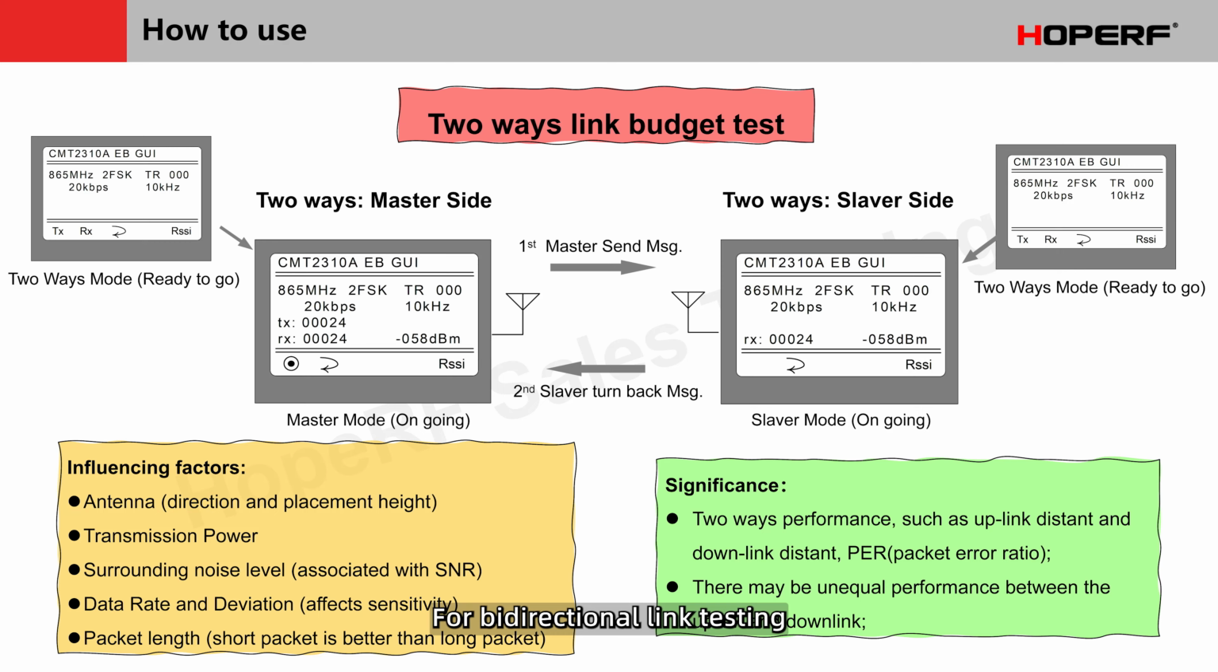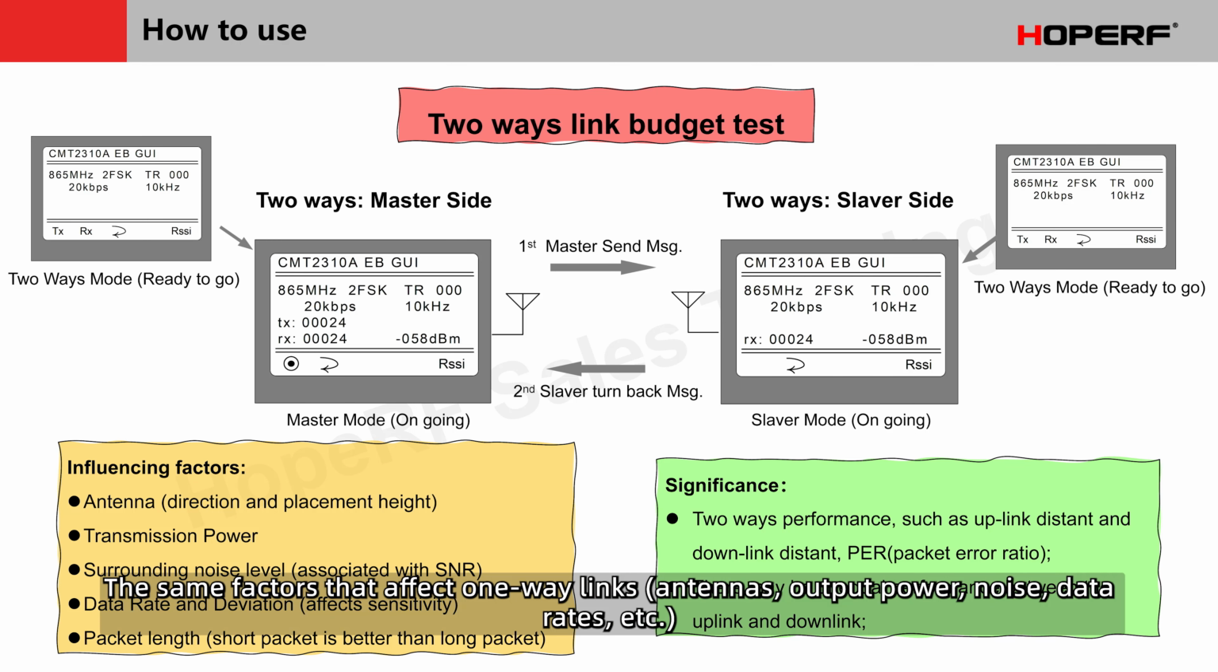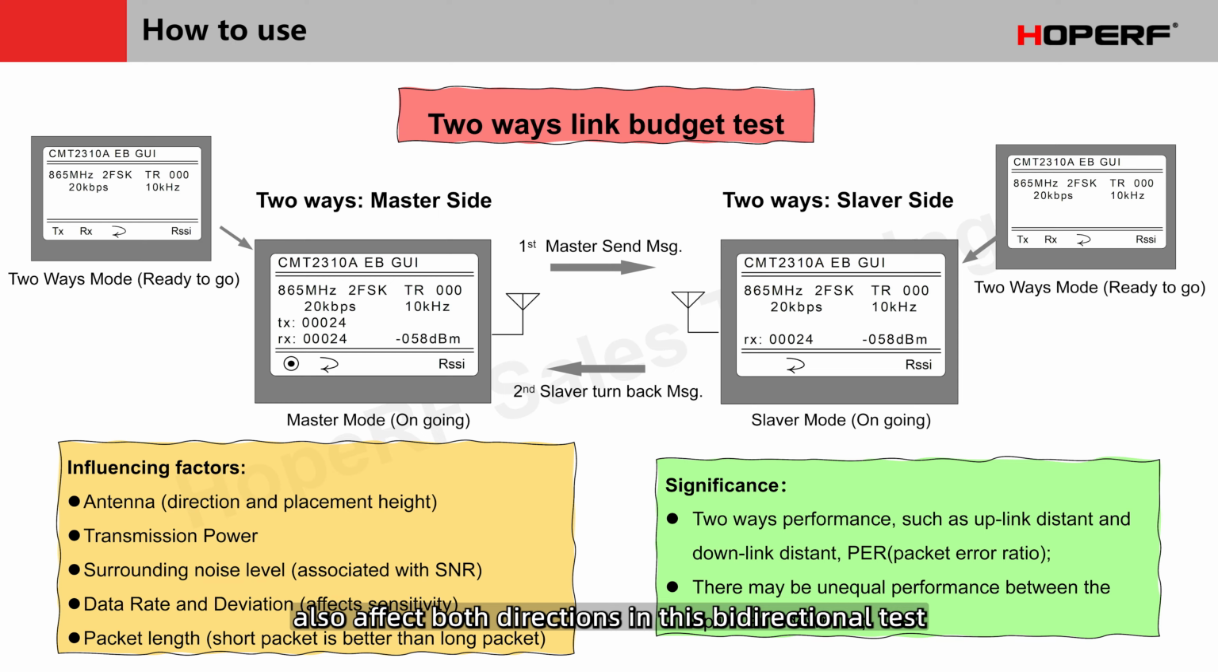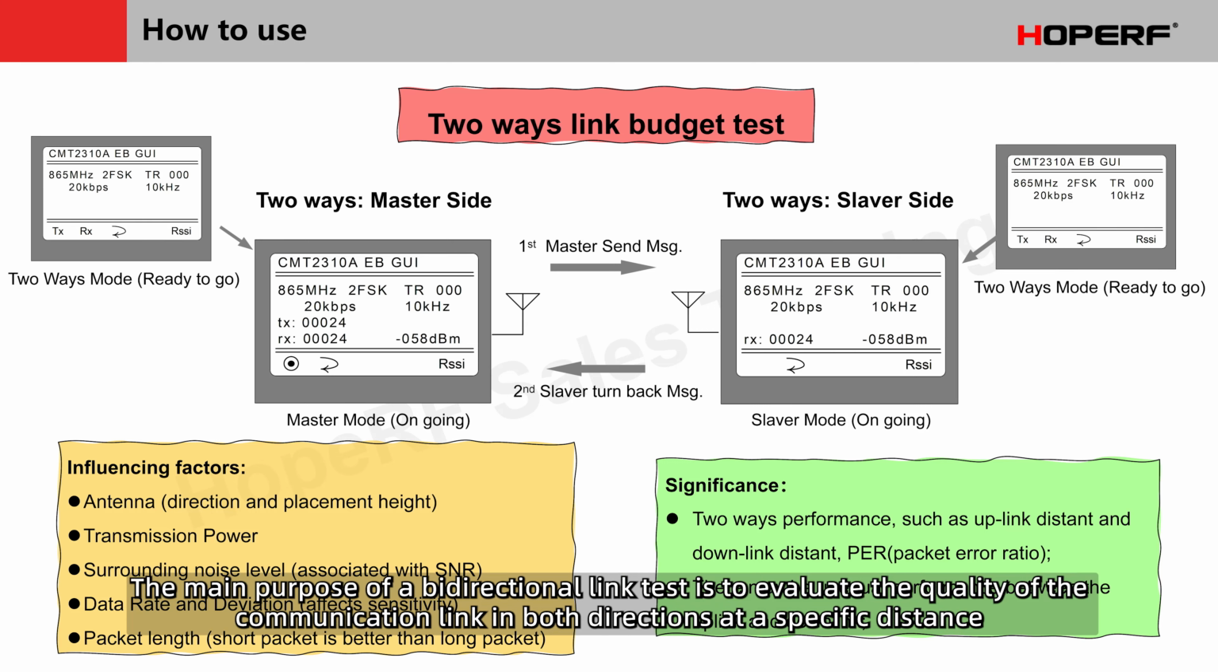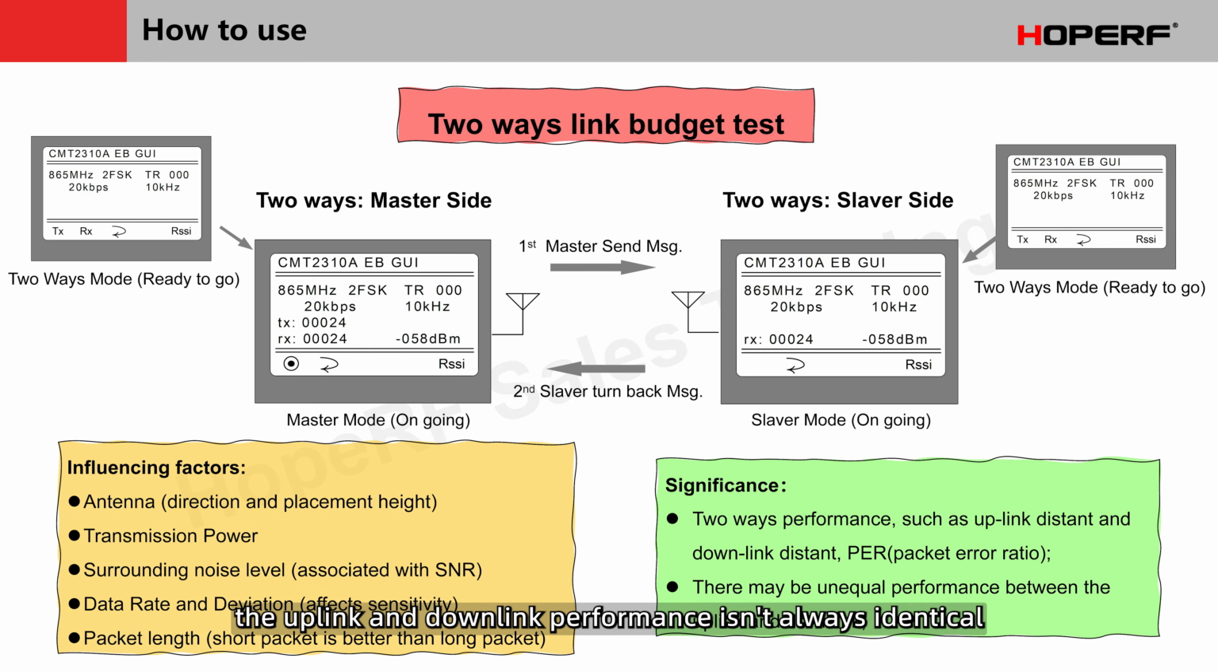For bidirectional link testing, as we covered earlier, you can use a pair of demo kits, both set to TX and RX mode. You set one as master and the other as slave. Start the slave first, then start the master, and they'll start their ping-pong packet exchange. The same factors that affect one-way links, antennas, output power, noise, data rates, etc., also affect both directions in this bidirectional test. The main purpose of a bidirectional link test is to evaluate the quality of the communication link in both directions at a specific distance, since in real-world applications, the uplink and downlink performance isn't always identical.